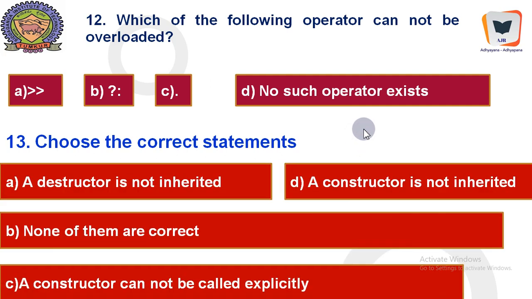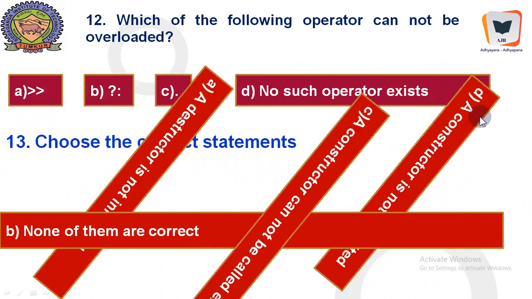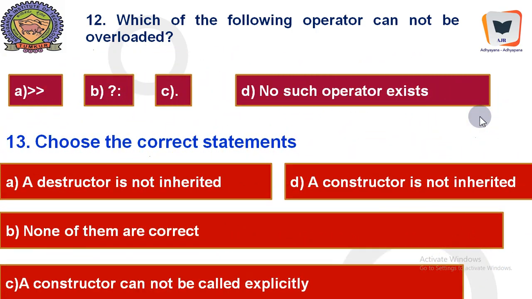A destructor is not inherited. A constructor is not inherited. None of them are correct. A constructor cannot be called explicitly. I think you must have guessed the answer. All the 3 answers are correct.